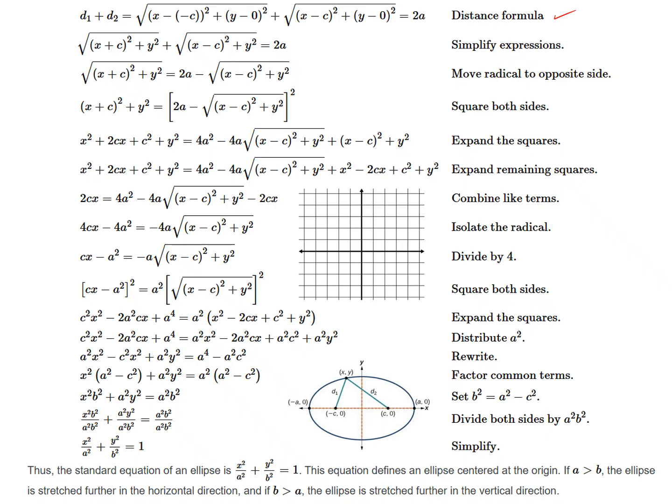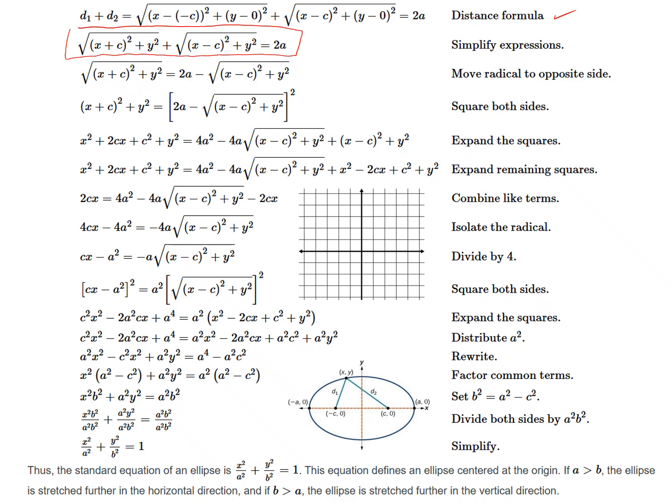Okay, simplifying expressions. Minus minus becomes plus, so that's why it becomes plus here. Then y minus 0 is y squared. And then plus square root of x minus c, then we have here y minus 0 squared, so y minus 0 is still y. And then equal to 2a. So we have simplified the equation into this.